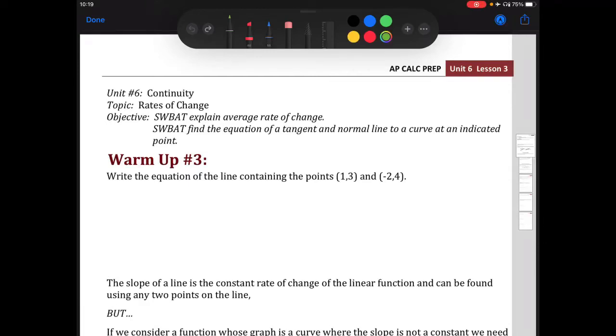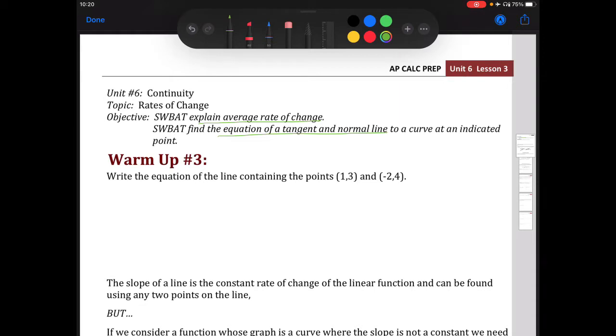Hey guys, welcome to Unit 6, Lesson 3. Our topic today is rates of change, and we are going to explain the average rate of change and also find the equation of tangent and normal lines to a curve. So pause the video, try the do now or the warm up.